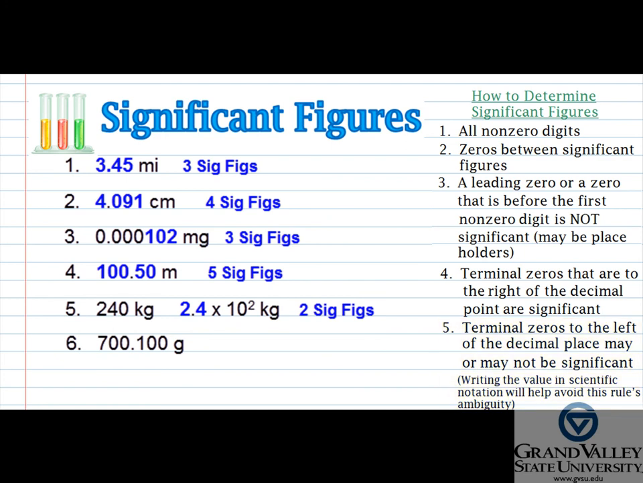For problem number 6, 7 and 1 are significant figures. According to rule number 2, zeros between two significant digits are significant. Rule number 4 states that terminal zeros to the right of the decimal point are significant. As a result, these two zeros are significant, which gives a total of 6 significant figures.